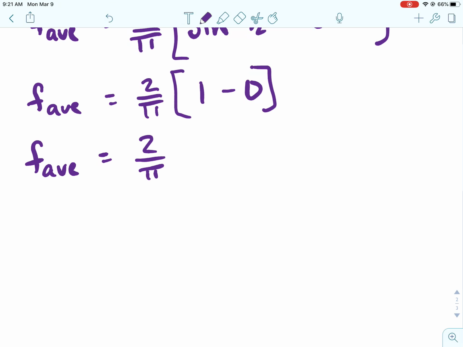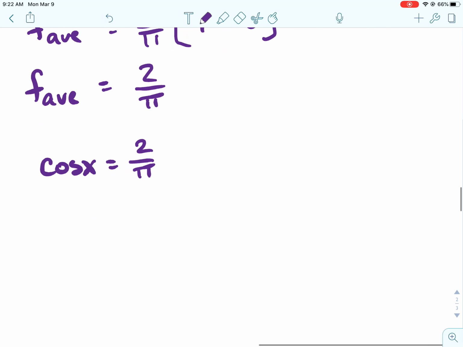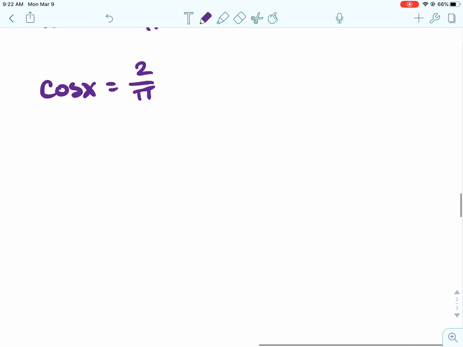Okay, so you guys still have your calculators. We cannot do the second part of this question without a calculator. It's beyond our ability. So we want to find when the original function, cosine of x, is equal to 2 over pi. We don't have that ability. So we're going to let the calculator figure it out for us.